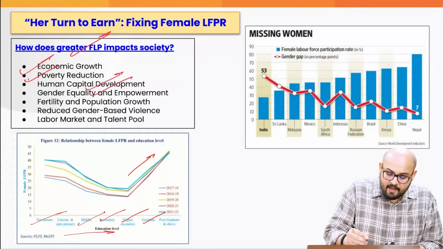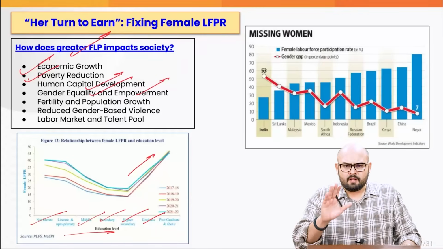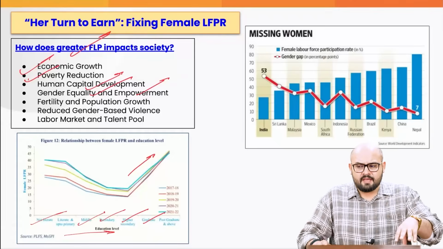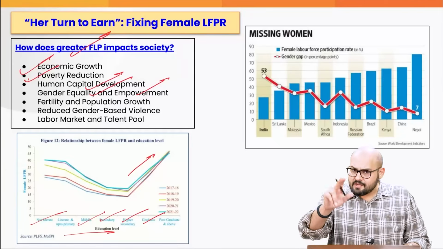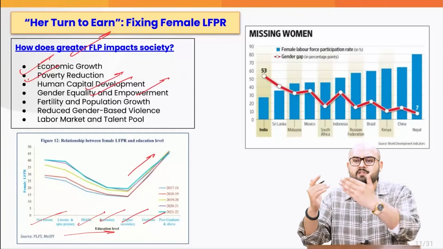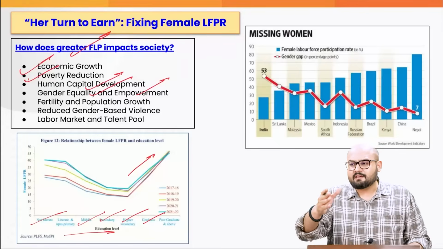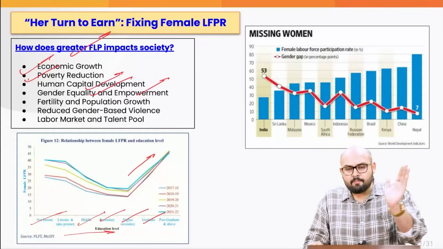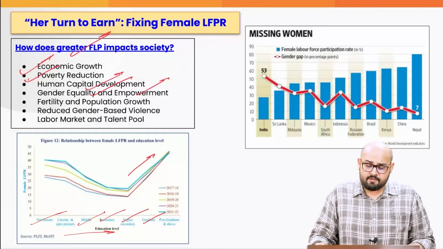Next, we have gender equality and empowerment. What we are trying to say is that when women are a part of the workforce, there would be more parity, not just in terms of the wages, but there would be an increase in the respect for women. The crimes against women, or women being treated in an inferior way, which we are witnessing, would be reduced, right? And that is something which is really needed.